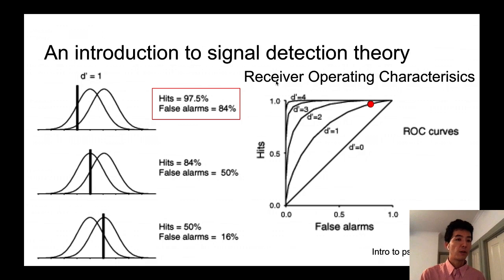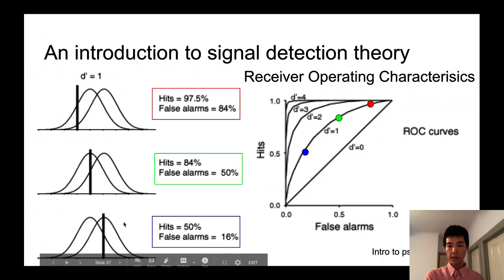What it means is that if your criterion is really left, then you're likely to say yes all the time. And yes all the time corresponds to hit all the time and also false alarm all the time. This particular case, hits 97% and false alarms 84%, corresponds to this red dot. Similarly, the higher criterion corresponds to the green dot here and the blue dot here as the criterion goes to the right.